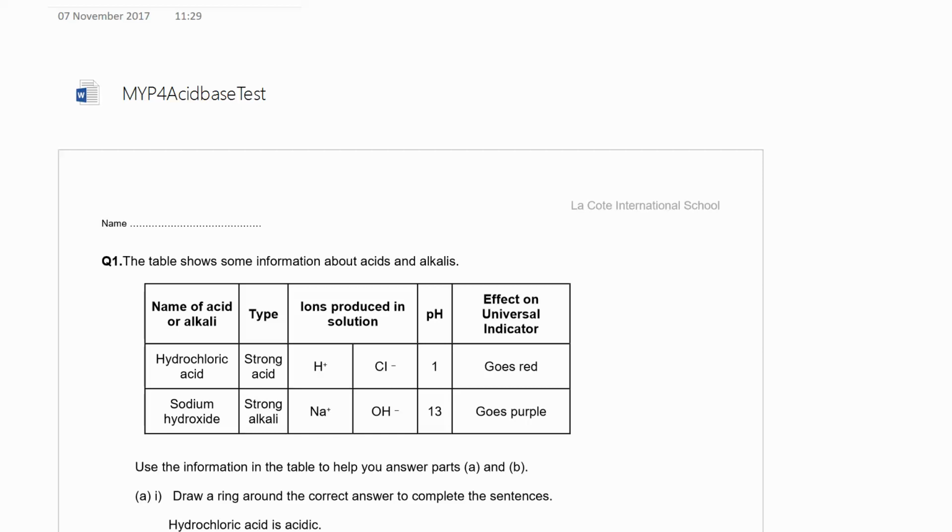Morning MYP4. So just going through your lovely acid and base test.